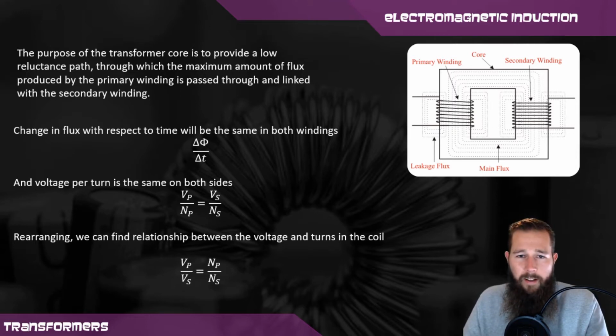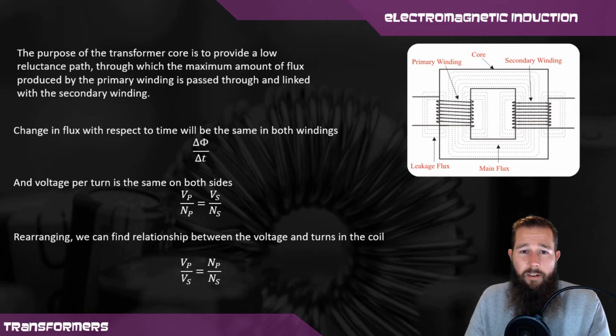Now in that primary winding, the varying current produces that varying magnetic field or magnetic flux. Now due to the core, the magnetic flux will be the same in the secondary winding, meaning it is the same in both. As the magnetic flux through one turn of the coil is the same on both sides, the voltage per turn is the same on both sides, which is given in this equation here. Now rearranging the equation, we can find the relationship between the voltage input and output, as well as the number of turns.